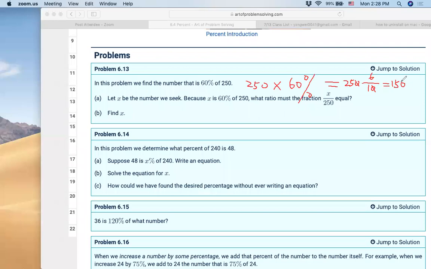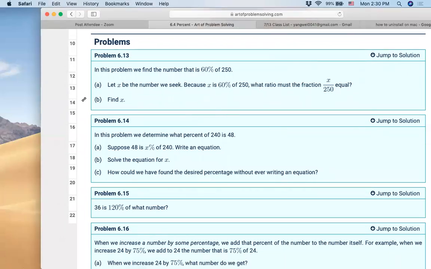So here, if you use the algebra way to do this, you can write a ratio. Suppose that number is x. Then x is 60% of 250. So that means x over 250 equals 60%. Then you solve this equation. You get x equals 250 times 60%. This one equals 150, right? You can also do it this way.